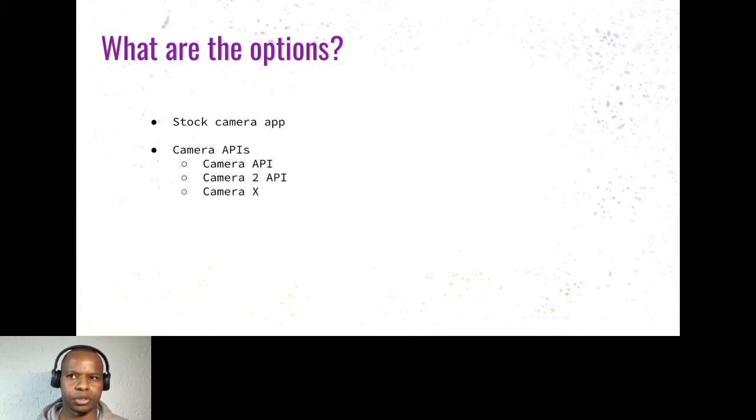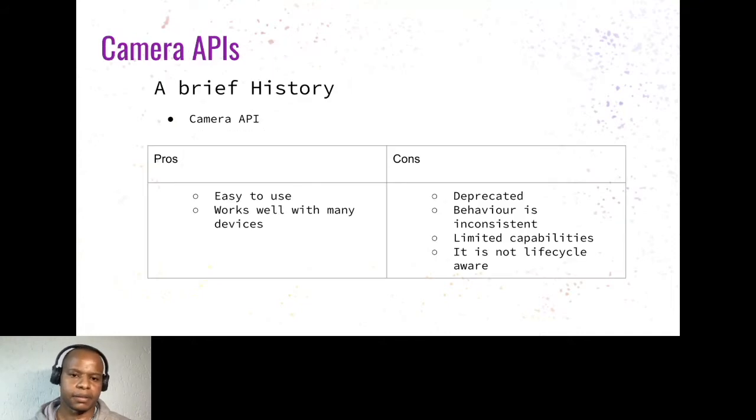The other option is to use any of the camera APIs. There's three of them. There's Camera API, Camera 2 API, and CameraX. So this is an option you might want to take if you want to do more customizations on your camera. So let's briefly look at the older APIs before we delve into CameraX.